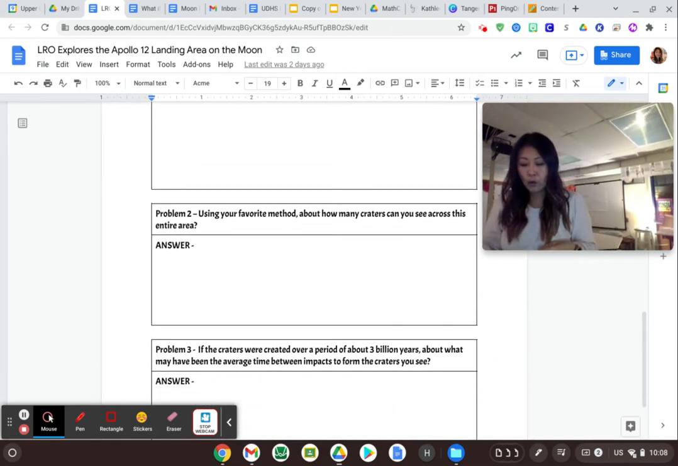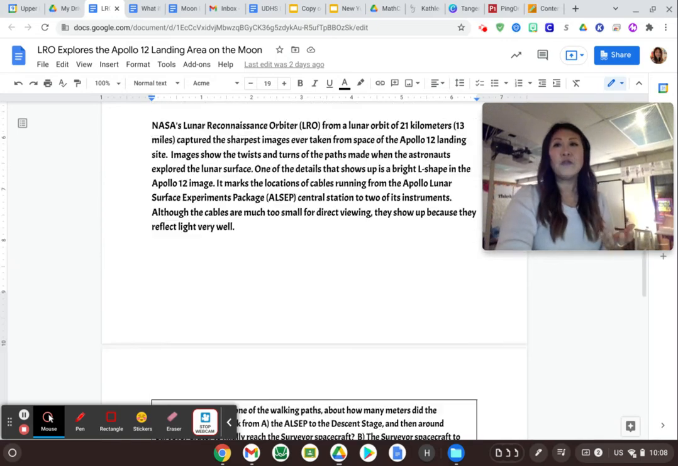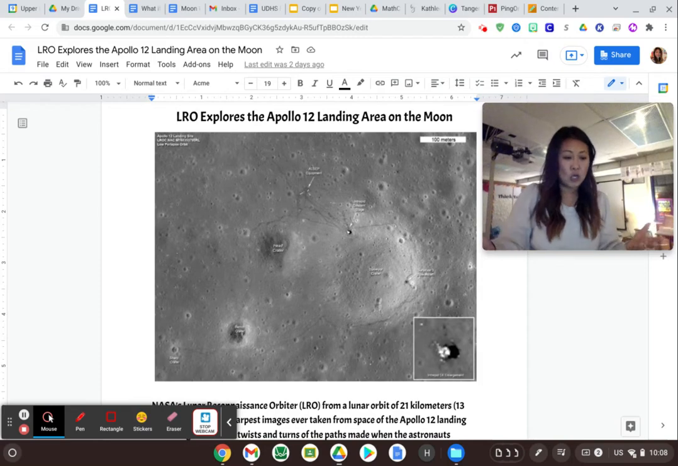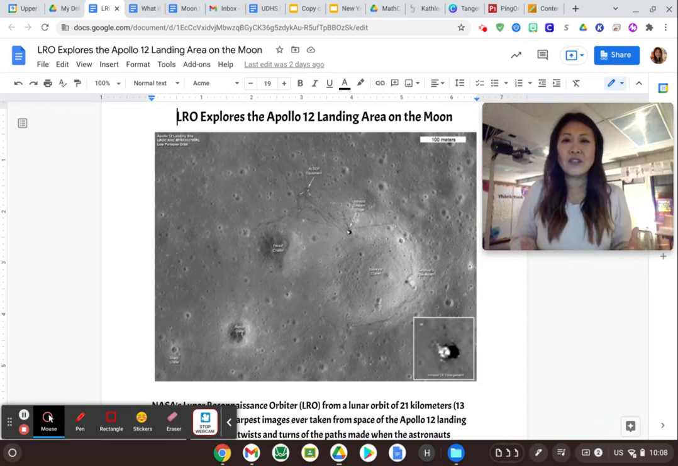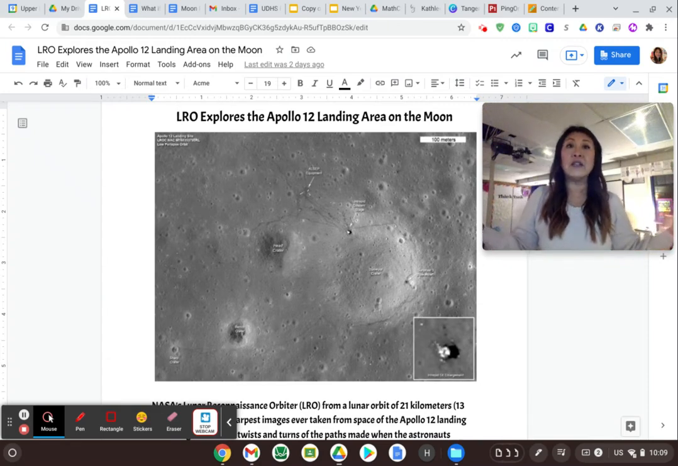For problem number 2, I think it's pretty straightforward. I don't think I need to give you too much. What I will tell you is it says using your favorite method. I'm going to give you a hint, all right? They want to know how many craters you can see across the whole area. You're not going to count every single crater. That's silly. There's a method to figuring it out using scaling. Lots of people, artists that actually do those huge murals in Philadelphia, like on the buildings, use this method.